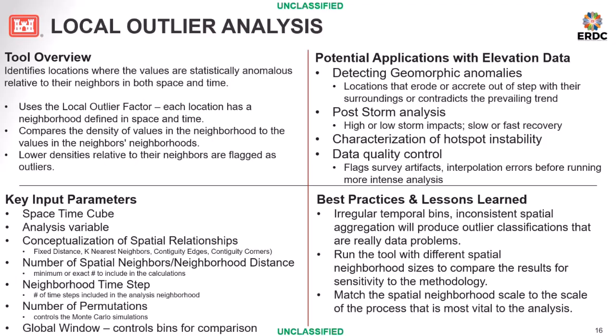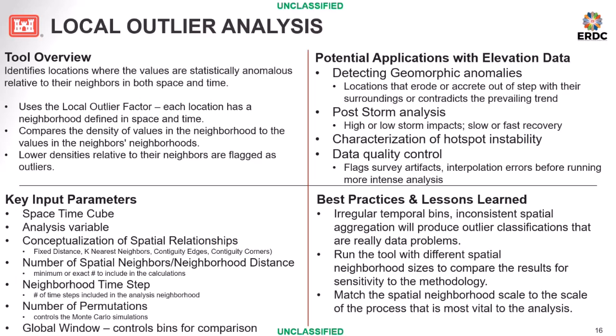Local outlier analysis identifies locations where elevation values are statistically anomalous relative to their neighbors in both space and time. It uses the local outlier factor to compare the density of values in each location's neighborhood against the density of its surrounding neighbors' neighborhoods. The tool can be used to detect geomorphic anomalies such as locations eroding or accreting out of step with surrounding areas, and helping to detect data quality issues before an even more intensive analysis.